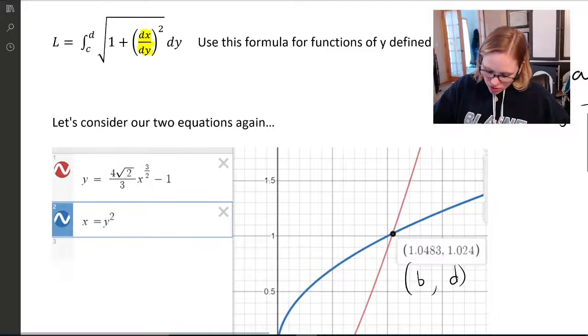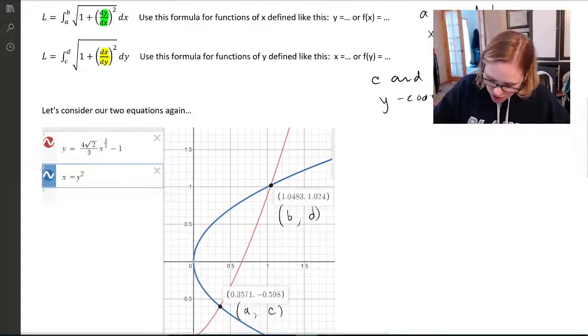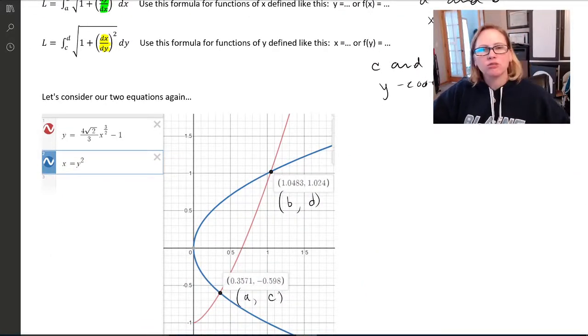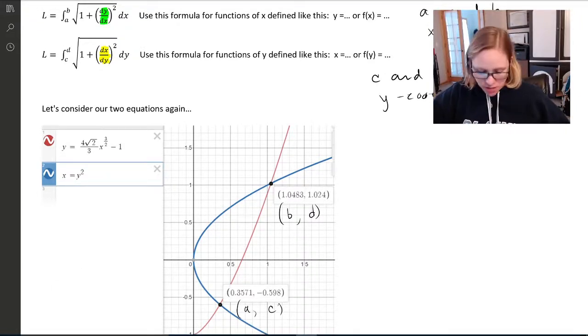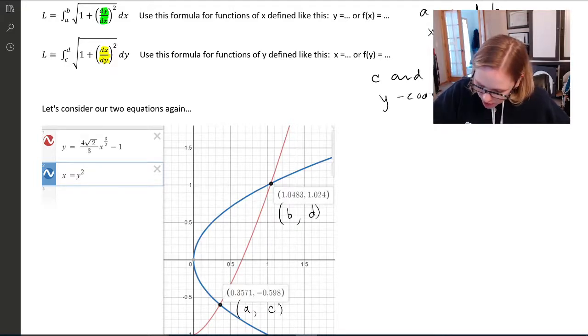So what does this look like? Well, let's put it into play. I've got my two intersection points here on my graph. So all I need to do now to be able to evaluate these integrals is find the derivatives. We're going to do the derivatives by hand, and then we'll evaluate our integrals using our calculator's math 9 function. So let's go ahead and find our derivative.